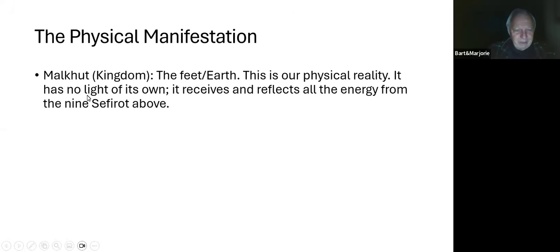And the Yesod, the foundation, the reproductive organ, the funnel that gathers all energy above and prepares to transmit it. So the physical manifestation is the Malkut, the kingdom, the feet or earth. This is our physical reality. It has no light of its own. It receives and reflects all energy from the nine Sephiroth above it.